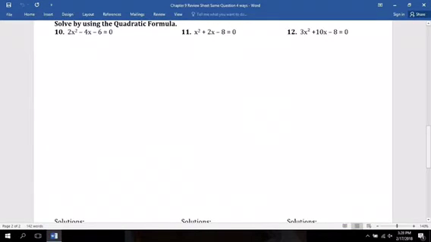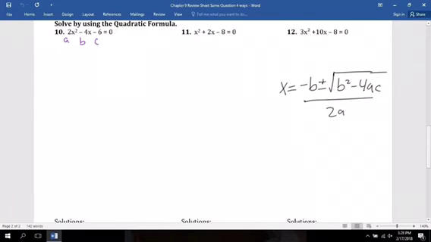So on questions 10, 11, and 12, you're solving using the quadratic formula. So keep in mind that the quadratic formula is x equals -b plus or minus the square root of b squared minus 4ac all over 2a. And so we're going to try to solve these using the quadratic formula. So for question 10, our a value is 2, b is -4, and c is -6. And so we'll plug our values into the quadratic formula.